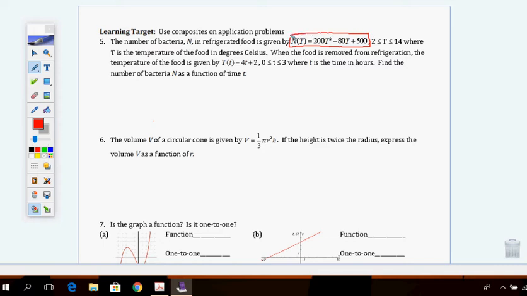Okay, so 2 is less than or equal to T, which is less than or equal to 14, where T is the temperature in Celsius. The reason we have these restrictions is because this is a real life problem. So we have bacteria that's going to be growing between this temperature, and it's Celsius, so this should make sense. So if we know a specific temperature, once we plug in that temperature, we're going to understand the number of bacteria. But when the food is removed from refrigeration, the temperature of the food is going to be then given by this.